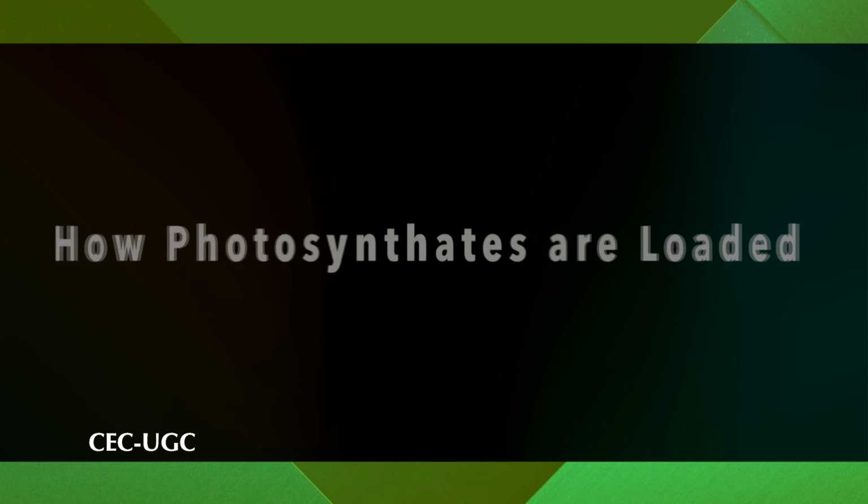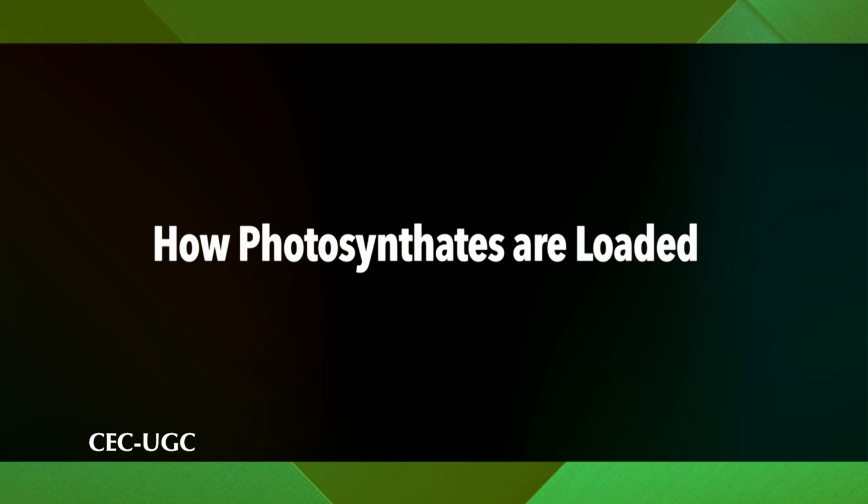Understanding these mechanisms can help us enhance crop productivity. One of these mechanisms involves how we can increase accumulation of photosynthate in edible sink tissues such as cereal grains. Now let's see how photosynthates are loaded.